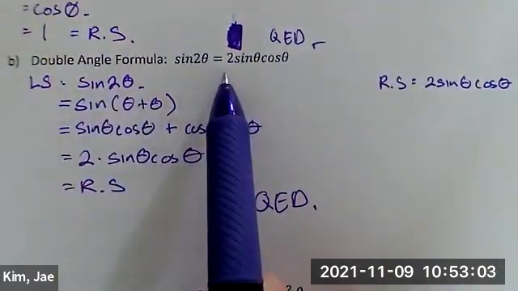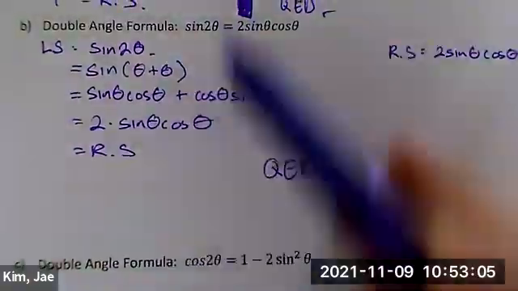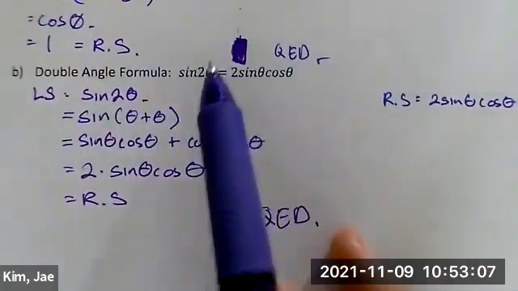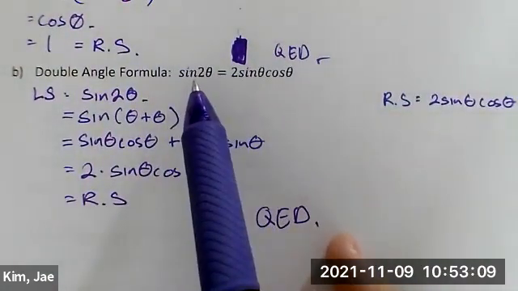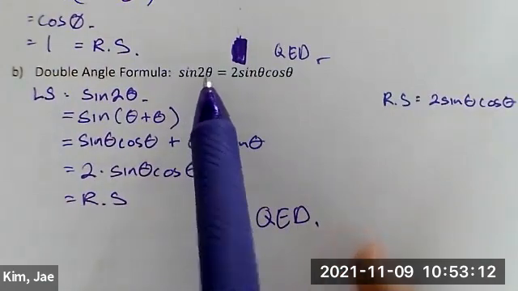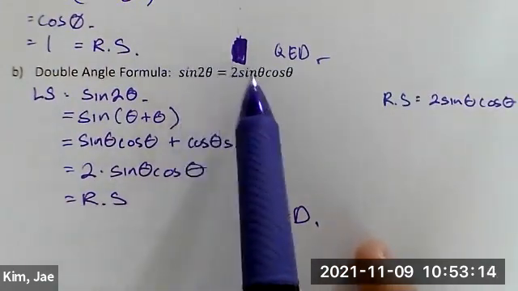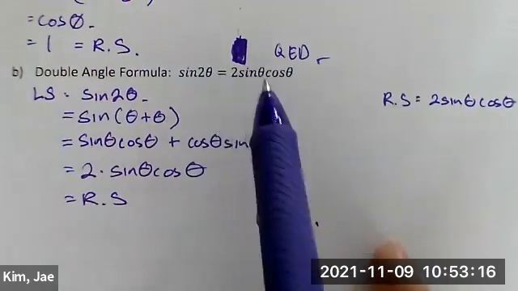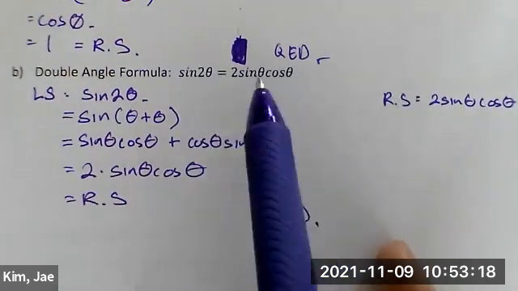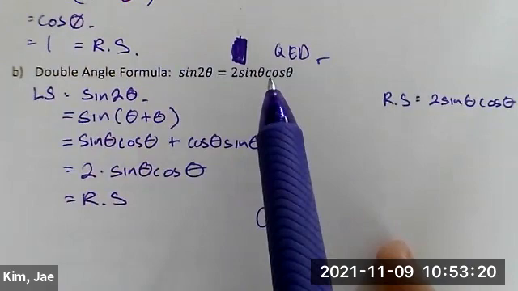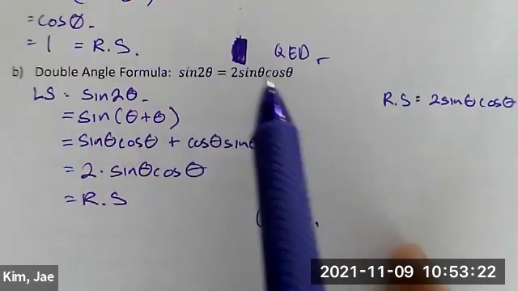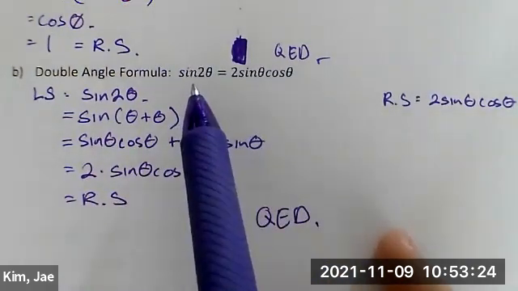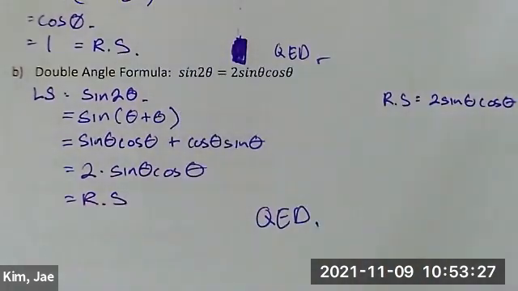From this point on, at least for identities on this page, if you see sine 2 theta in our future questions, you have permission to rewrite it or convert it into 2 sine cos without proving anything, and vice versa. If you see 2 sine cos, you could turn it into sine 2 theta if it will help you with your proofs.